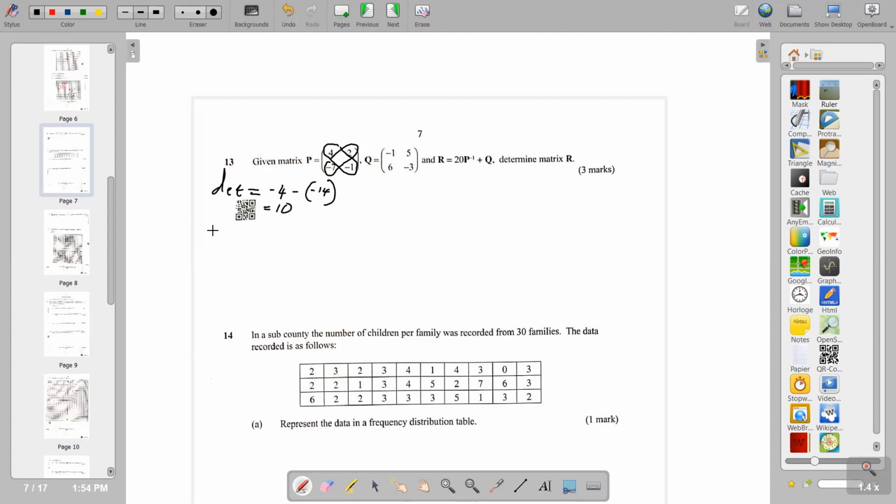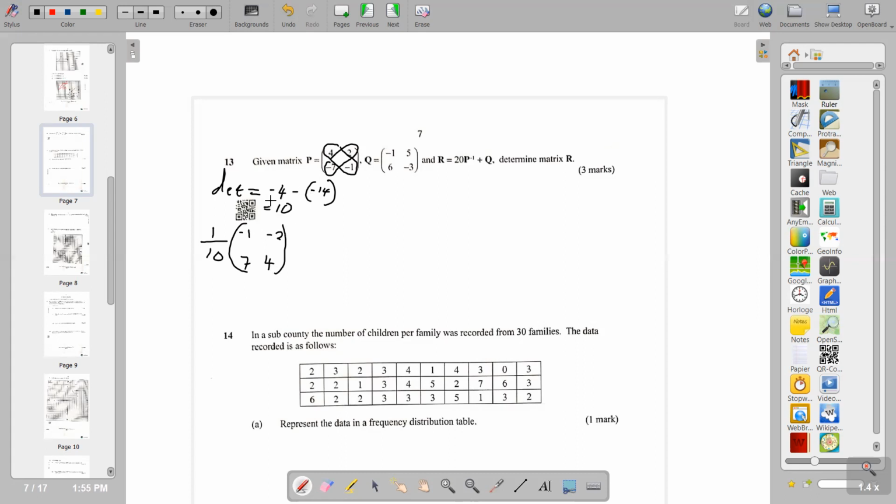After that, the inverse will be 1 over the determinant, so it is 1/10, and then brackets. You swap the leading diagonal, so where you have 4, you put -1, and where you have -1, you put 4. Then you change the sign of the secondary diagonal. If it was negative, it becomes positive, and if it was positive, it becomes negative, but you maintain the position of the elements. So it will be 7, -2.